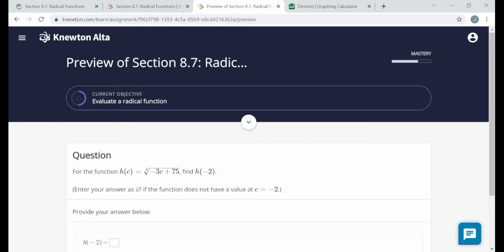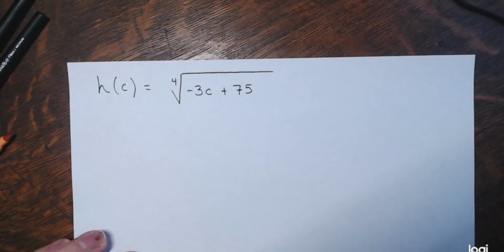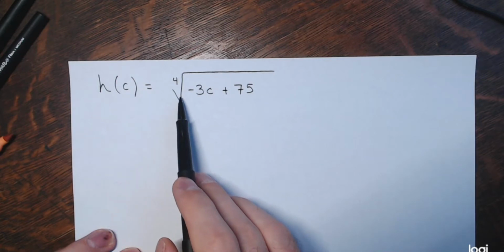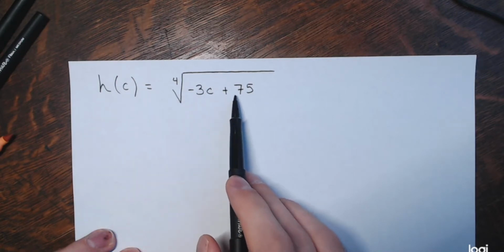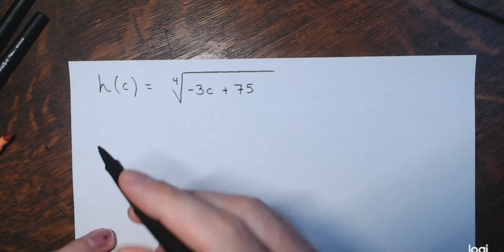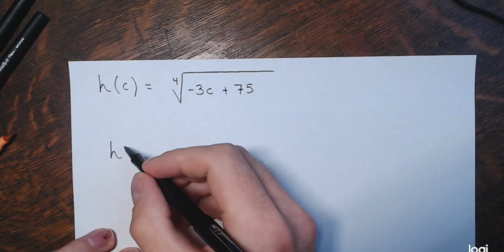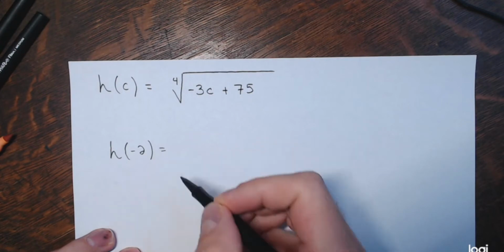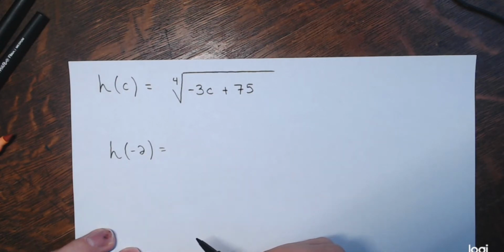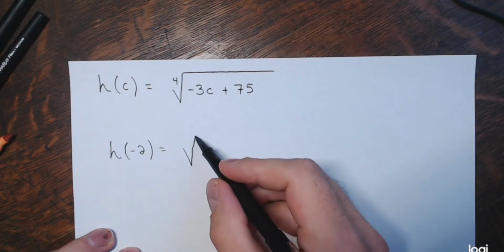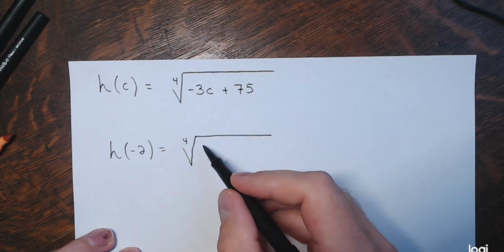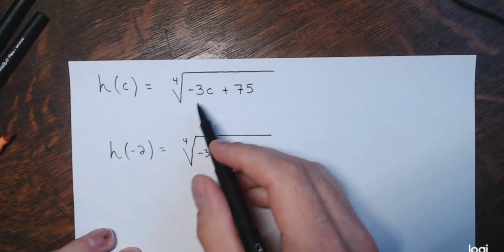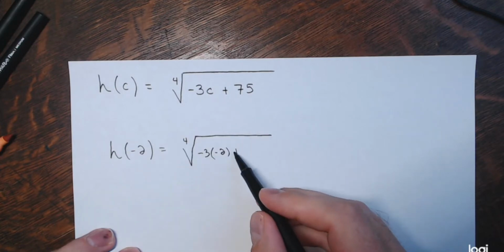So let me write this out. Alright, so here we have h of c equals the fourth root of -3c plus 75. We're asked to find the value of h when the input is -2. Right, what's h of -2? So that'd be the fourth root of -3 times -2, replacing c with -2, plus 75.